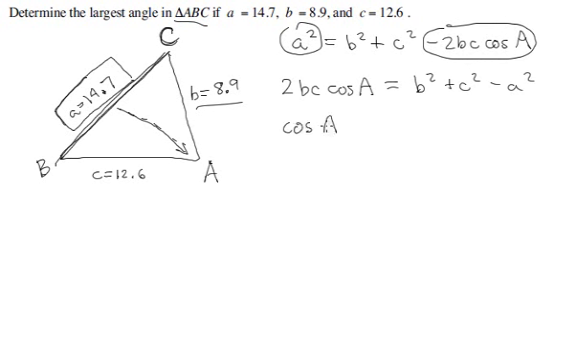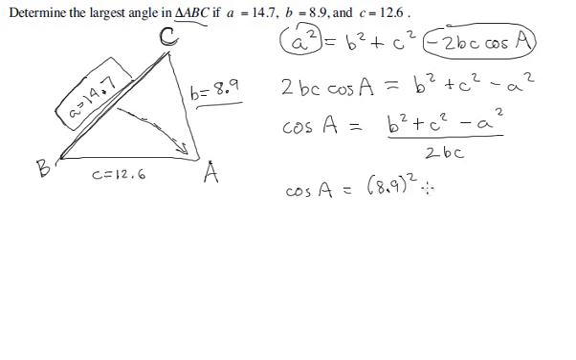Cosine A is b squared plus c squared minus a squared divided by 2bc. And we know all these things, so away we go. Cosine A is, it'll be 8.9 squared plus, side C is 12.6 squared, minus 14.7 squared, divided by 2 and 8.9 and 12.6.